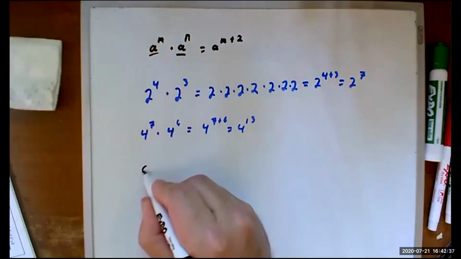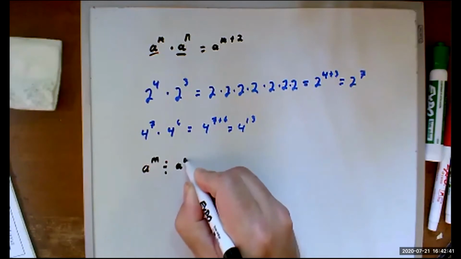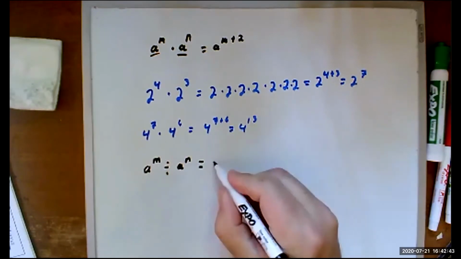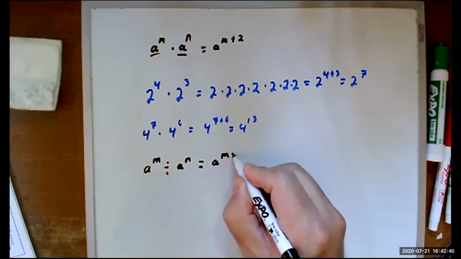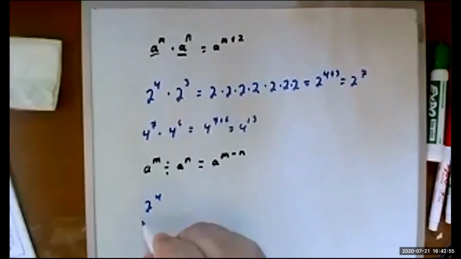In the same way that when we are multiplying numbers of the same base, we add the exponents, if we are dividing numbers of the same base, we subtract the exponents. So with my same a to the m and a to the n, if I have a to the m divided by a to the n, that is going to be a to the power of m minus n.